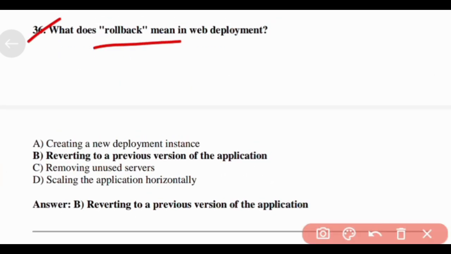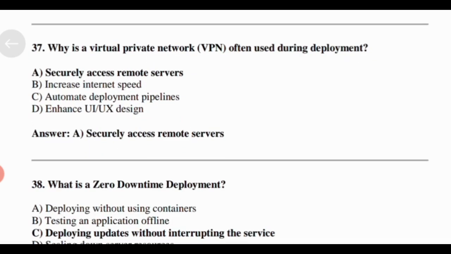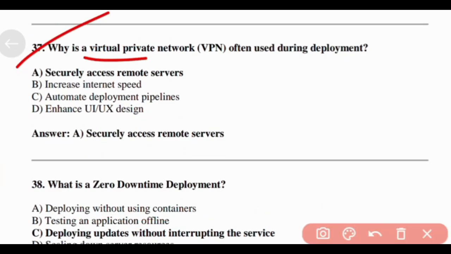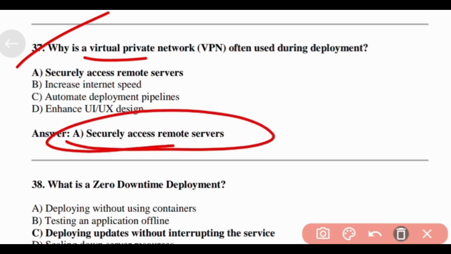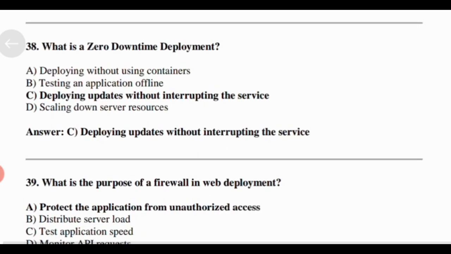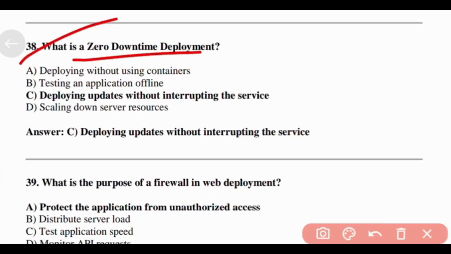What does rollback mean in web deployment? Reverting to a previous version of the application. Why is a virtual private network often used during deployment? Securely access remote servers. What is a zero downtime deployment? Deploying updates without interrupting the service.